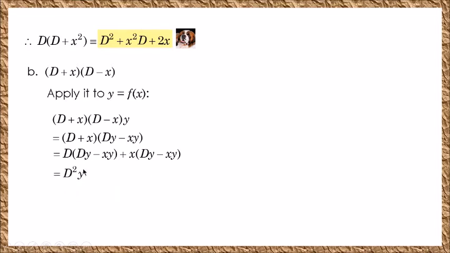So we get second derivative of y, or that is D squared applied to y, minus derivative of xy, plus x derivative of y, minus x squared y. So differentiating this product, we have negative x derivative of y plus y derivative of negative x, which is negative y. So we have xD applied to y minus x squared y. So these two are cancelled.